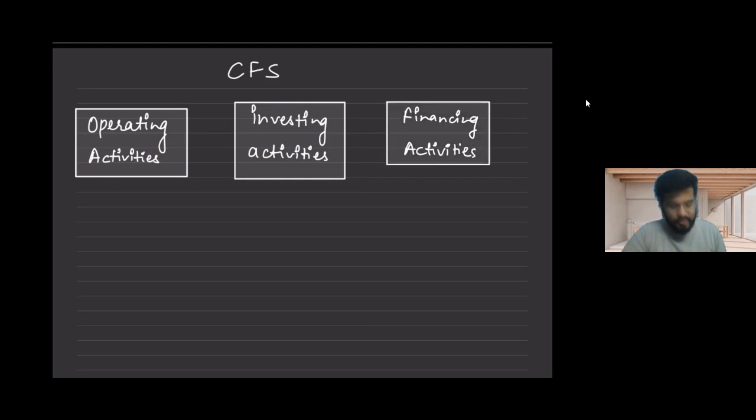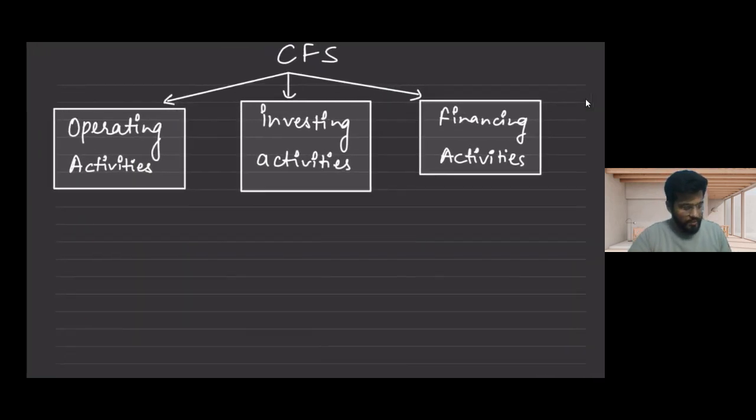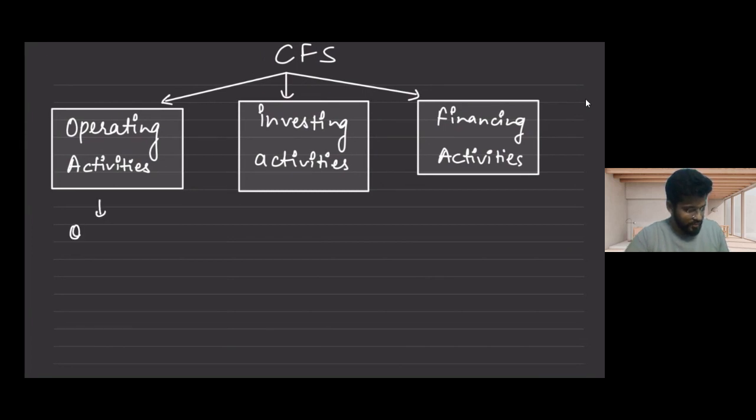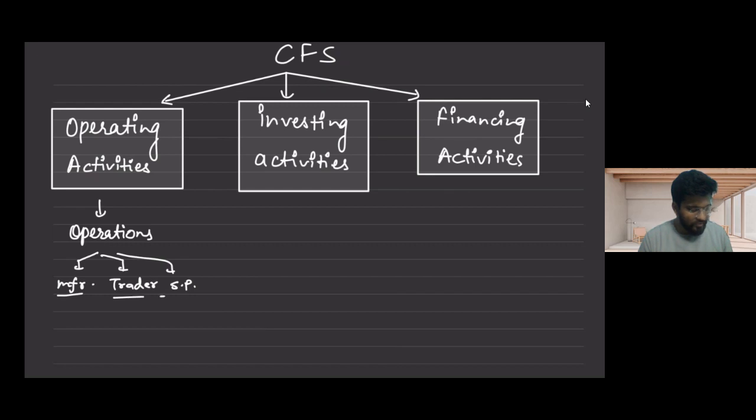Financing means from where you have got the funding, what is the source of that funding, and what are the payments you are making to that funding source. That may be your dividend, your interest, or any other expenditure you are incurring on that source. Operating is majorly your operations, whether you are a manufacturer, a trader, or even a service provider.